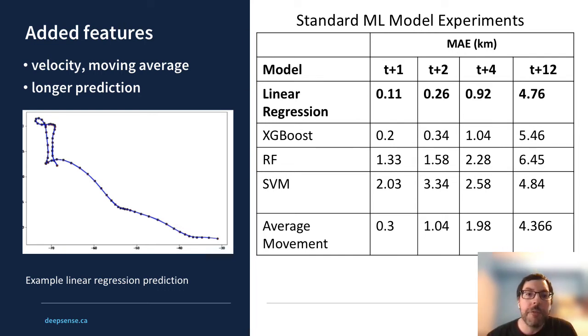Linear regression performed the best out of these methods, and you can see on our bottom column we looked at what was the average movement. So this gives us a relative measure of how far off we are in terms of how fast the drifter is actually moving. So really only XGBoost and linear regression performed well, but you can see that we could maybe do up to about 4-hour advance prediction, but not 12 hours using these methods.